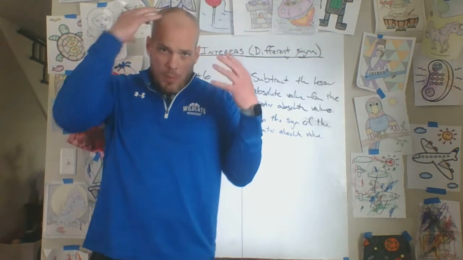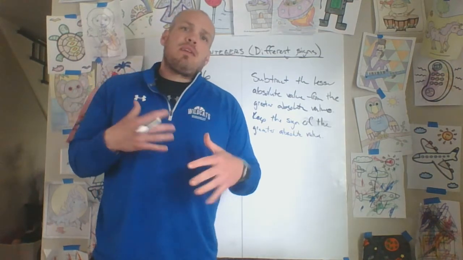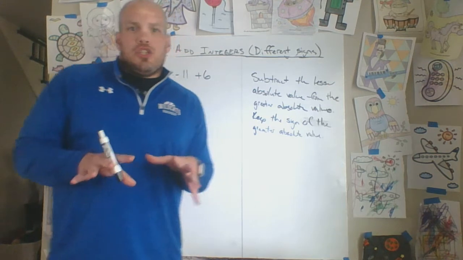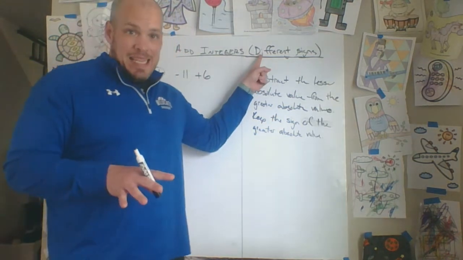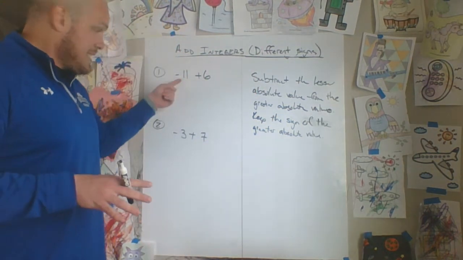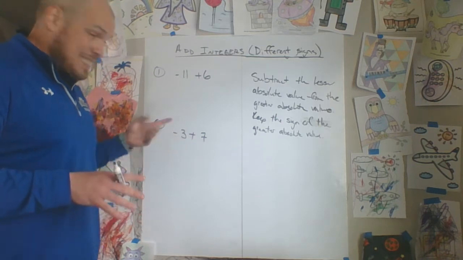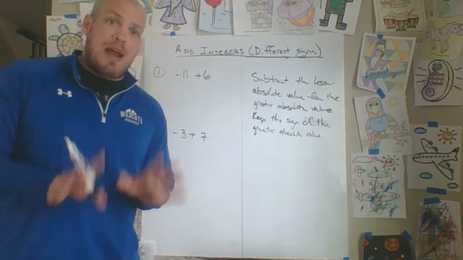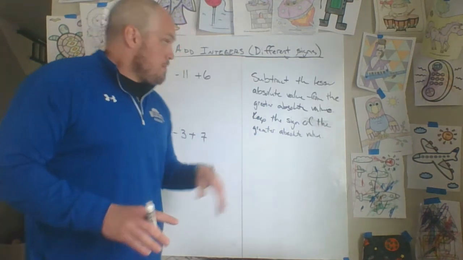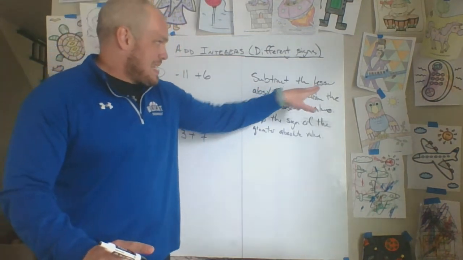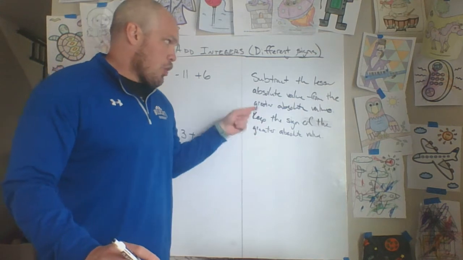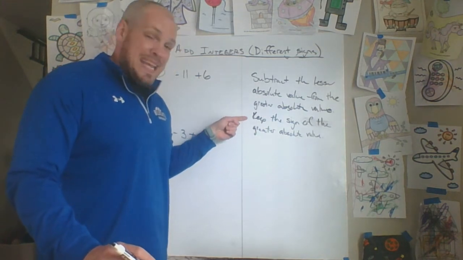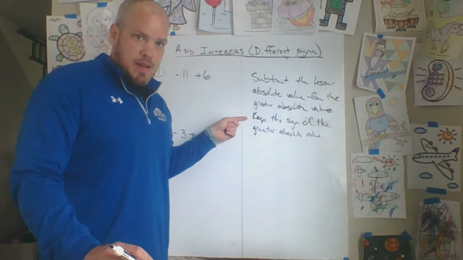Now, a lot of us come up with our own trick in our head, but the mathematical definition we're going to talk about here. So when we add integers with different signs, one of them is positive, one is negative, okay? We actually are going to subtract these two numbers. We're going to subtract their absolute values. And the way we do that is we're going to subtract the lesser absolute value from the greater absolute value, okay? And we're going to keep the sign of the greater absolute value.